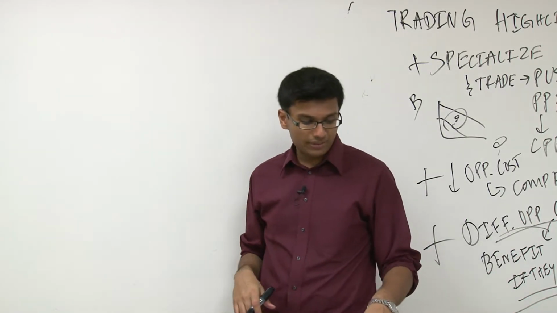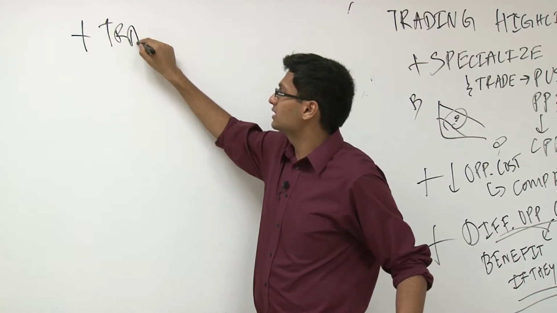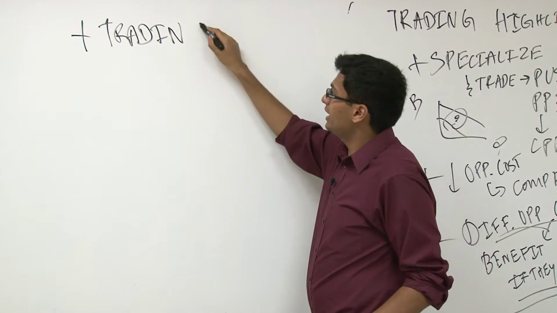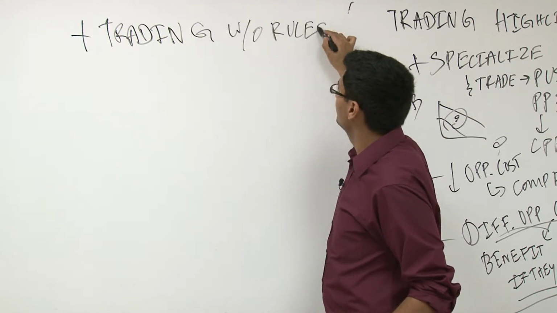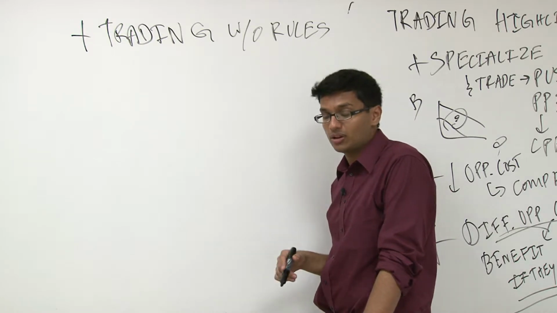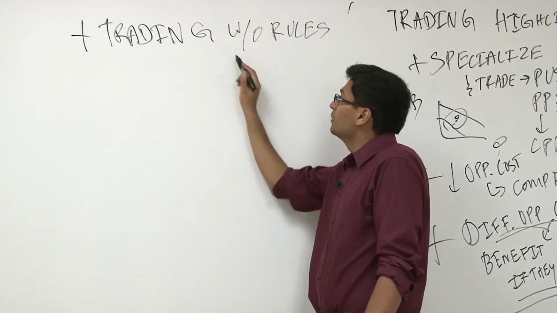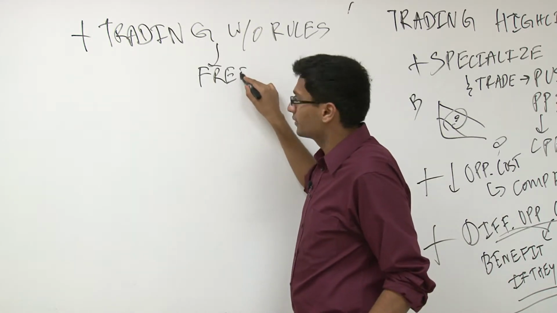So trading without rules, and this is basically a very dumbed down version of this, right? Trading without a lot of rules. There are obviously a lot of rules still involved with free trade, but that is basically what leads to free trade, right?